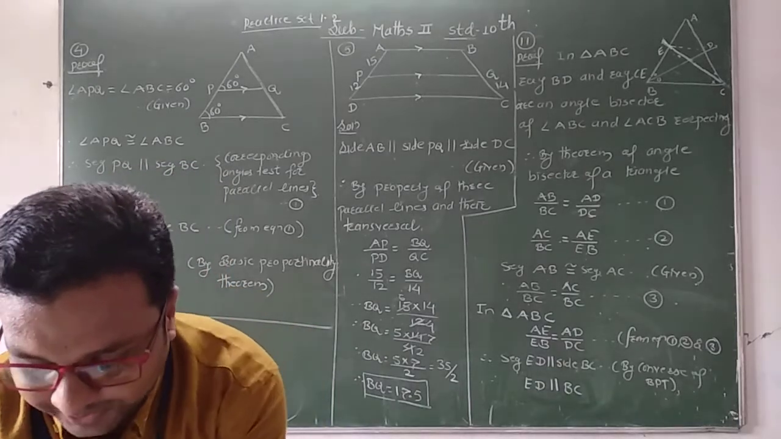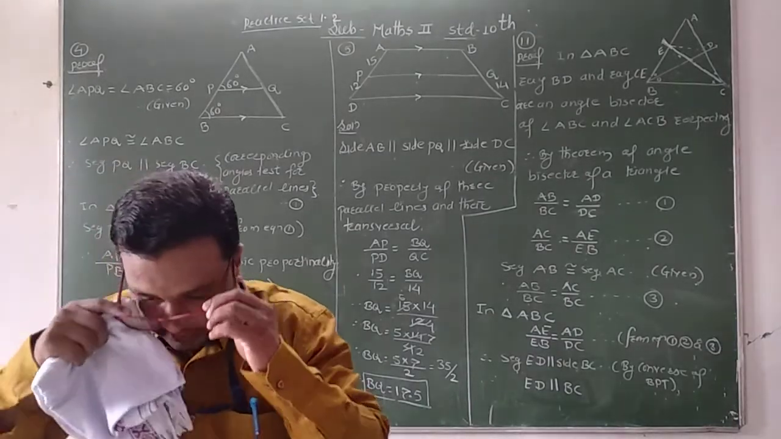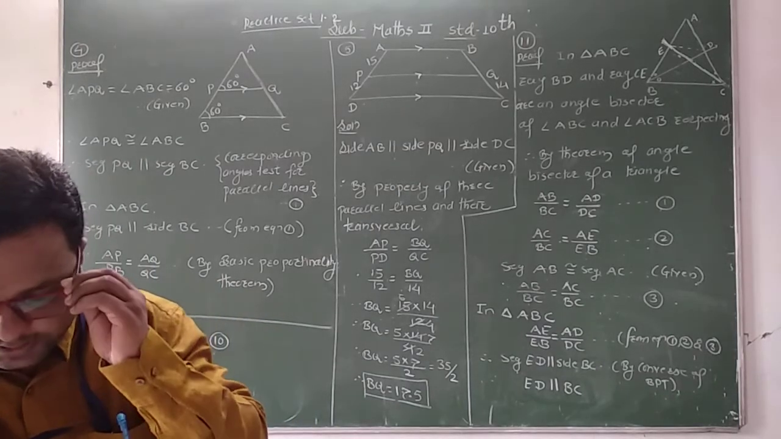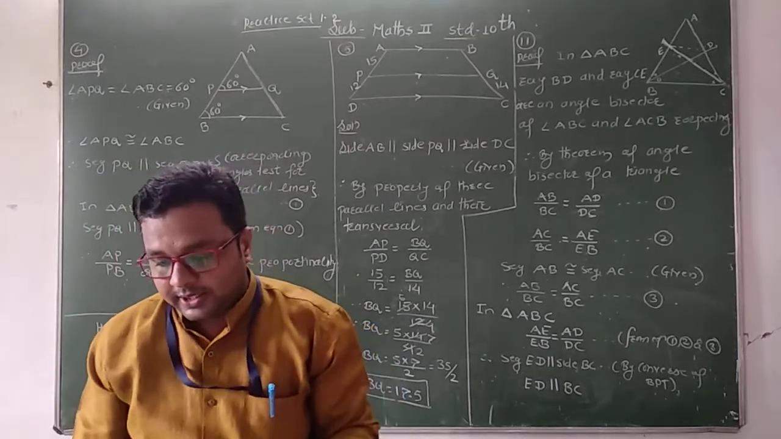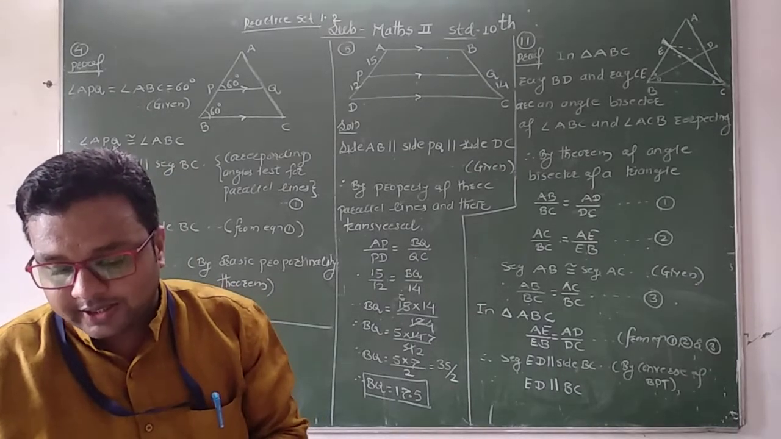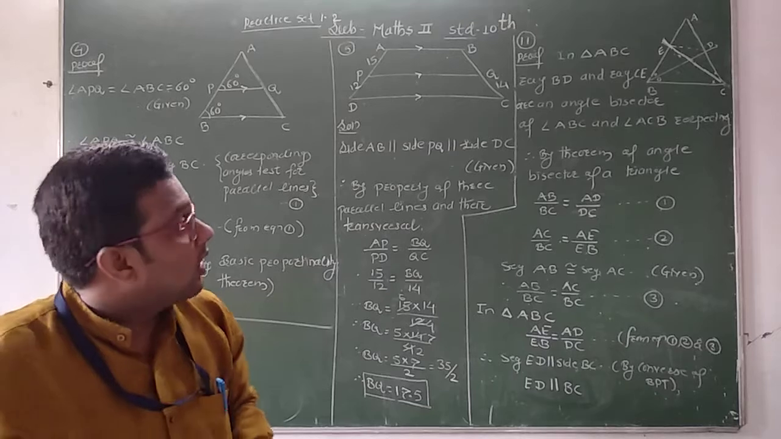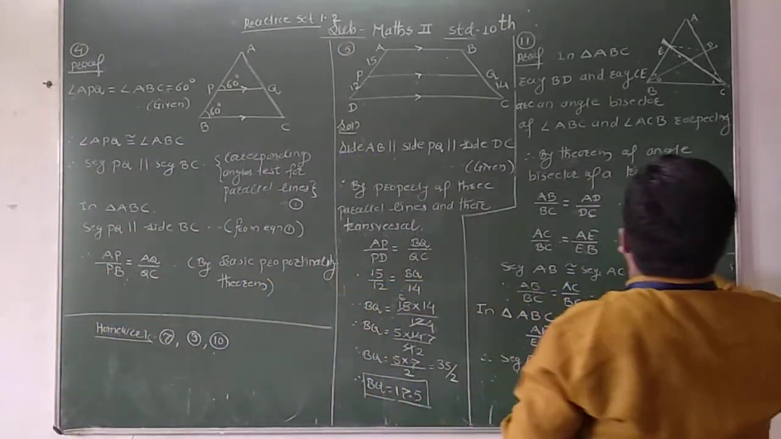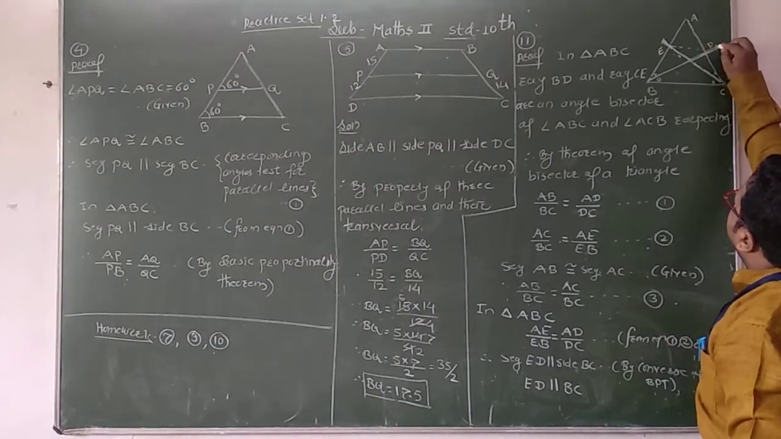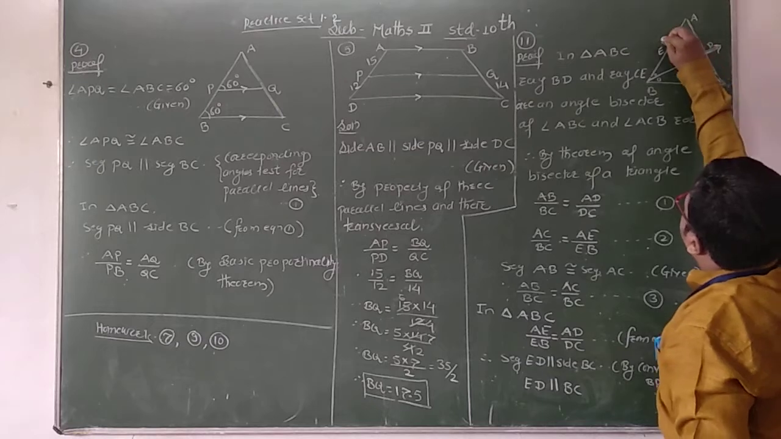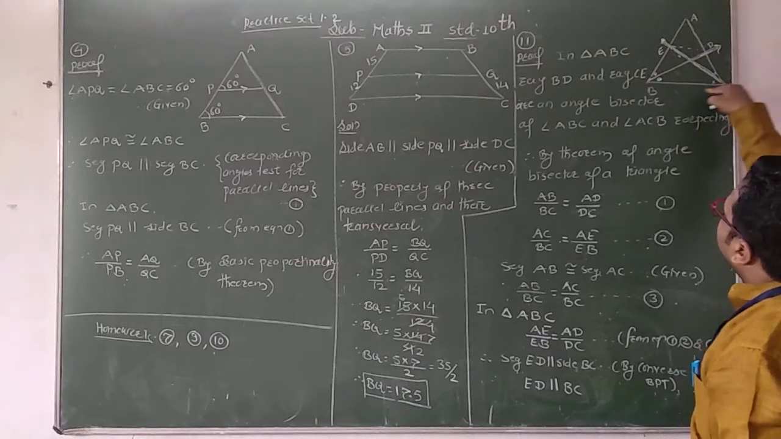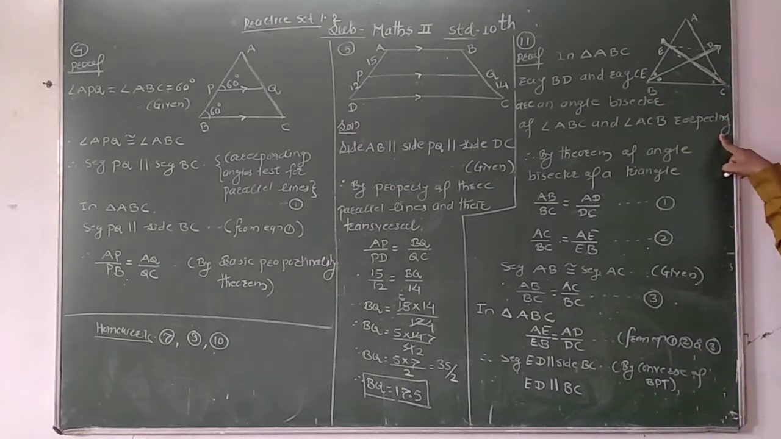Here I take question number 11. Now, what is given in question number 11? In triangle ABC, ray BD bisects angle ABC, ray CE bisects angle ACB. If segment AB is congruent to AC, then prove that ED is parallel to BC. Okay. According to the question, in triangle ABC, ray BD and ray CE are the angle bisectors of angle ABC and angle ACB respectively. Here we write the given part.